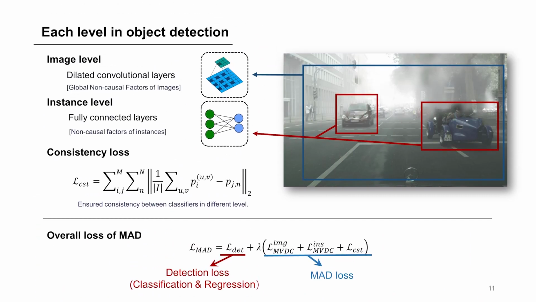Furthermore, at the image level, we employ dilated convolutions to handle global non-causal features. At the instance level, fully connected layers are used to address semantic non-causal features among different instances. We also introduce a consistency loss between classifiers at different levels. Finally, the overall MAD loss is shown below.